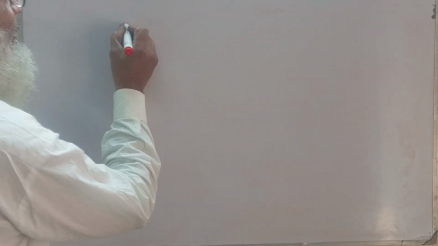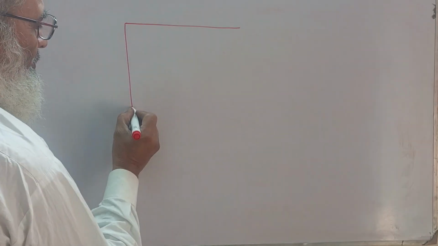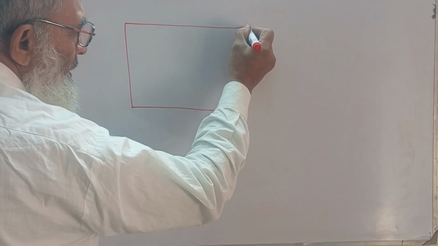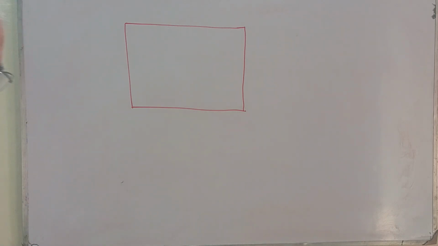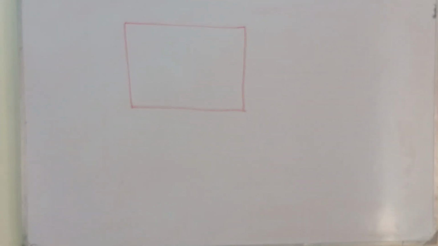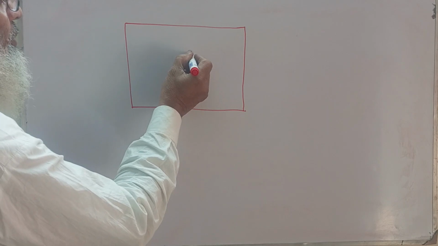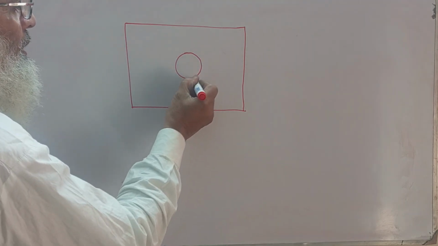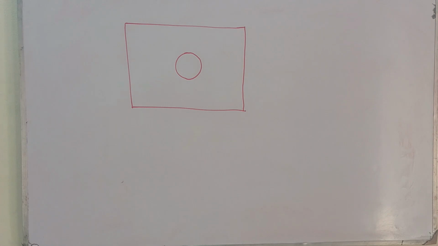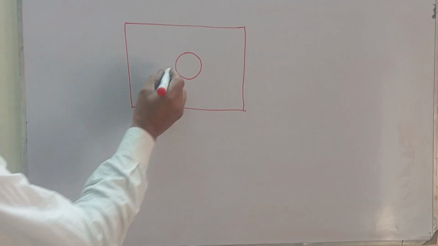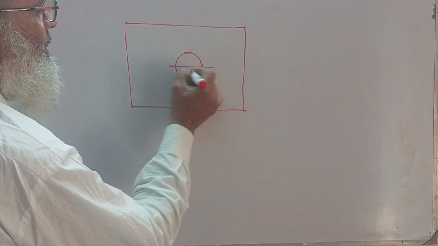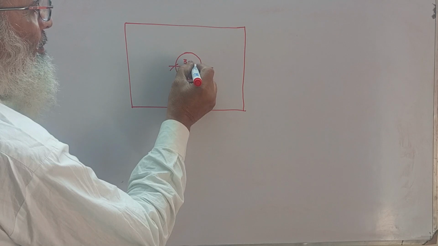These are some practical questions, and I'll just make a diagram freehand. So this is a diagram, a rectangle, and there's a hole or a circle in between. Now all the dimensions are given, no problem whatsoever. The diameter of this circle is 3 meters.